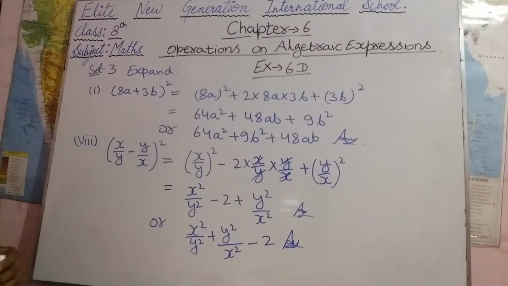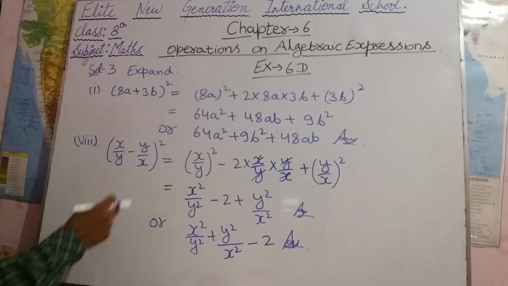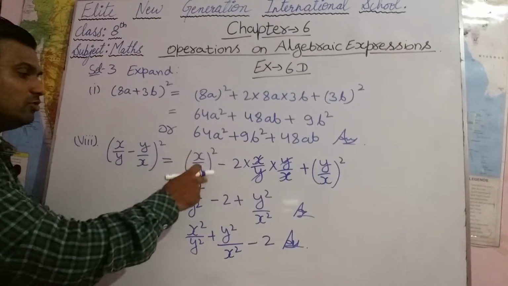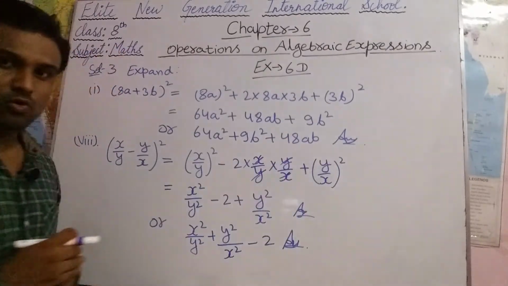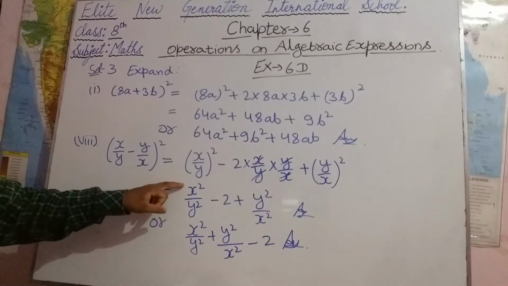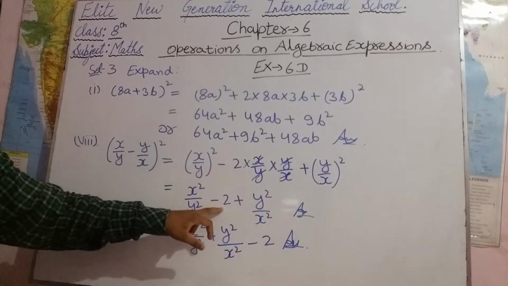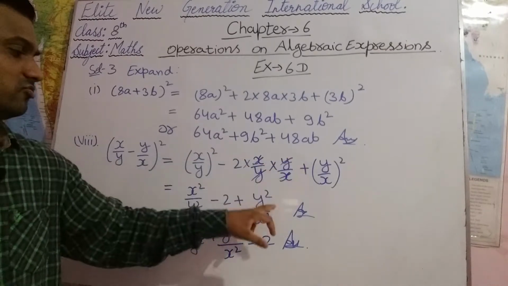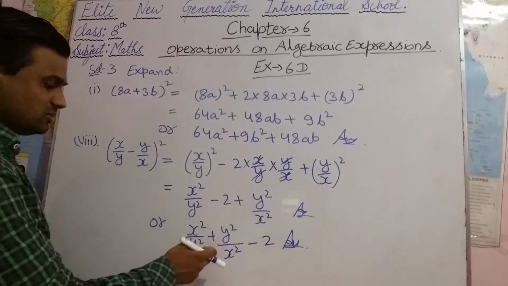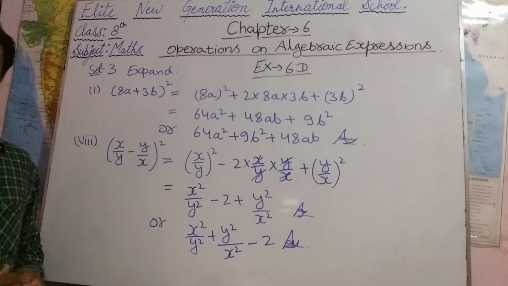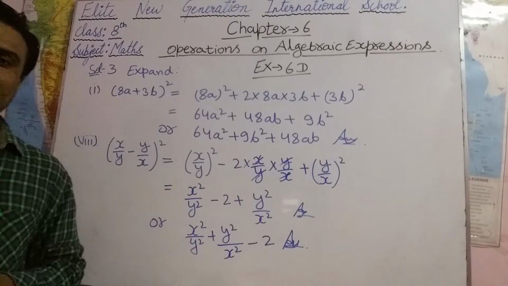Now after this, see the 8th part, that is x upon y minus y upon x whole square. That will be equal to x upon y whole square minus 2 into x upon y into y upon x plus y upon x whole square. So by solving it, it will become x square upon y square. Here y will be cancelled and x will be cancelled, so it will remain minus 2 plus y square upon x square. Now we can write it as x square upon y square plus y square upon x square minus 2. This will be the answer. And the remaining parts of this question are the same, so you can try them.